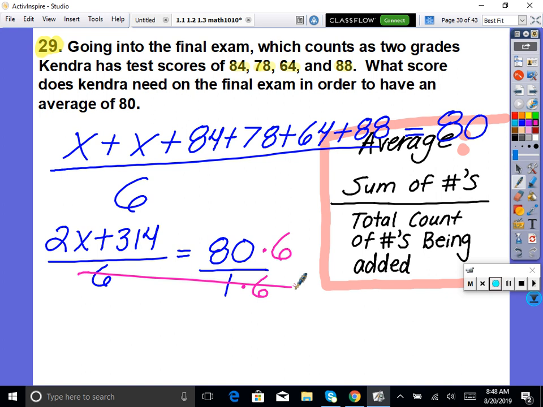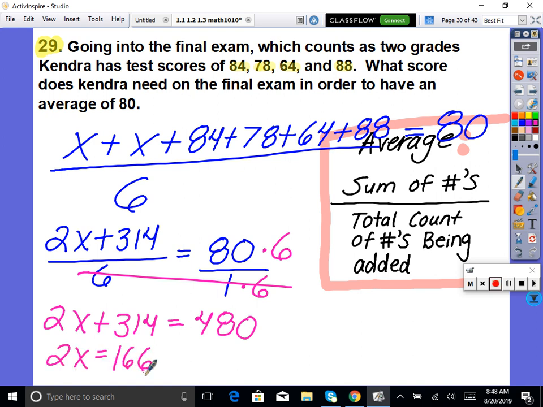So now we would have 80 times 6. So our true statement is 2x plus 3/14 equals 480. Solve for x, everyone. So 480 minus 3/14. So 2x equals 166 divided by 2, right? So x equals 83. She has to get an 83% on the final exam to end up with an average test score of 80. Questions on that?